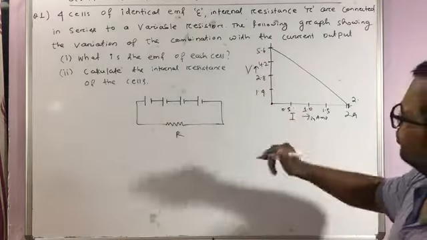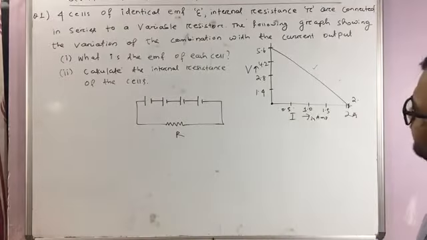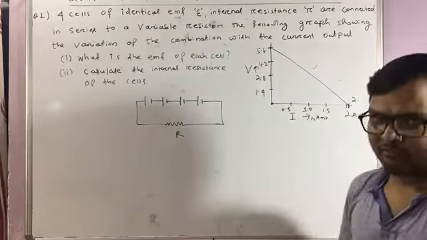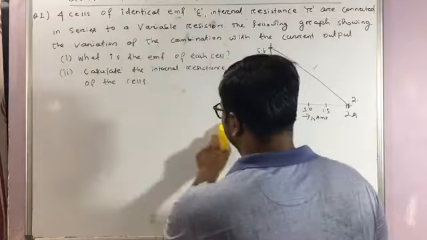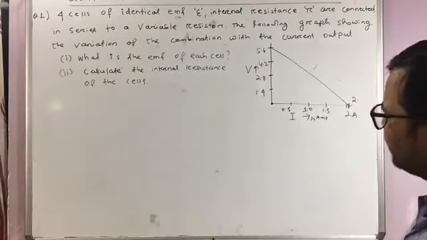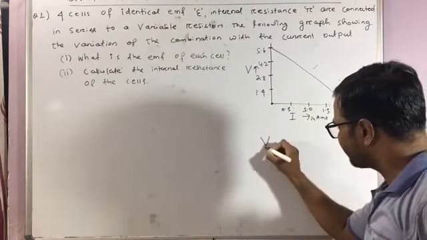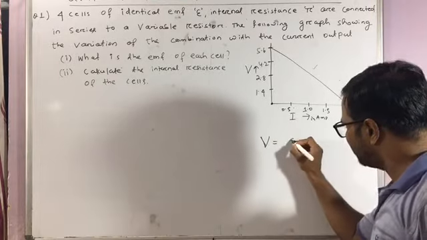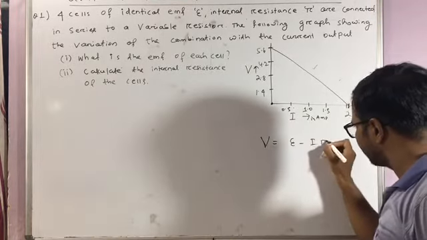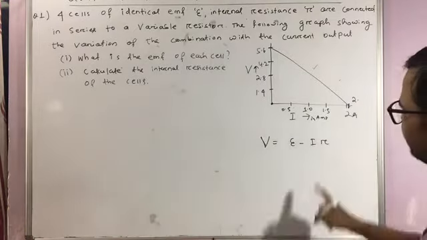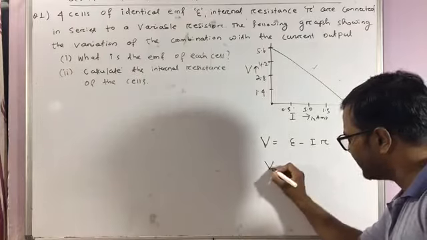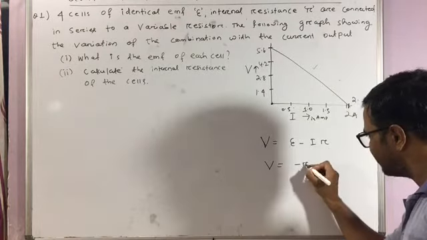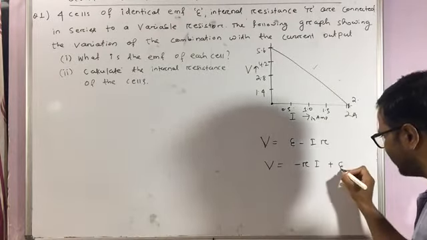So let me remind you how this graph is being plotted. To solve this question, you must know the nature of the graph. So from the graph only we will get our value. This graph is based on this equation: V is equal to E minus IR. This is the equation for which the graph is being plotted. If you modify it, it would be V equals minus R into I plus E.